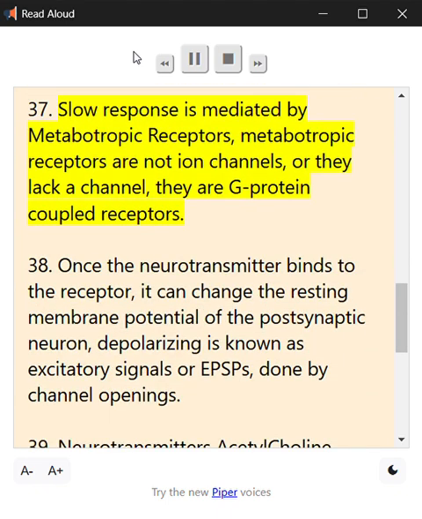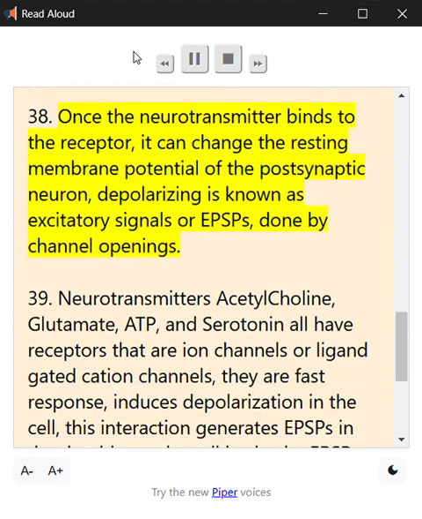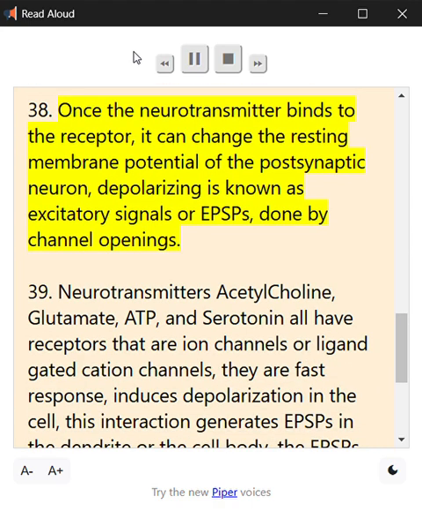37. Slow response is mediated by metabotropic receptors. Metabotropic receptors are not ion channels, or they lack a channel, they're G-protein coupled receptors. 38. Once the neurotransmitter binds to the receptor, it can change the resting membrane potential of the postsynaptic neuron. Depolarizing is known as excitatory signals or EPSPs, done by channel openings.